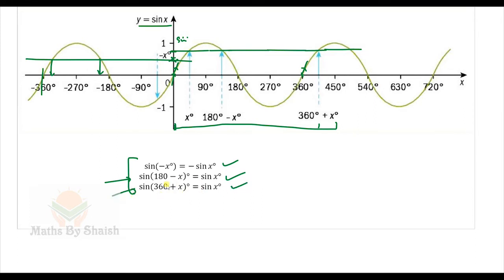So it means it is a symmetric property. We can see it is symmetric along this line. If you take the reflection, it would be same. We call it the symmetric property, and this is the periodic property, because after 360 degrees it will repeat itself.